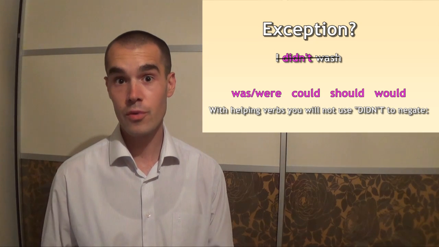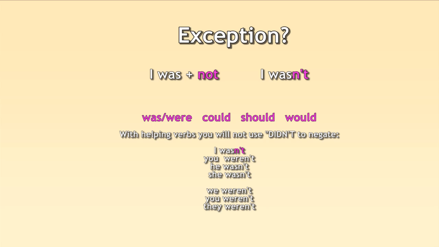Let's see it on a full screen table. As mentioned, with helping verbs we don't have to add a didn't to form the negative form, we just add this particle not. And this is true for was, were, could, should and would. And one example is was, I wasn't, you weren't, he wasn't, we weren't, etc. This is also simple. The hard thing is that we have two forms of forming the negative, and you must know when to apply the one and when to apply the other.